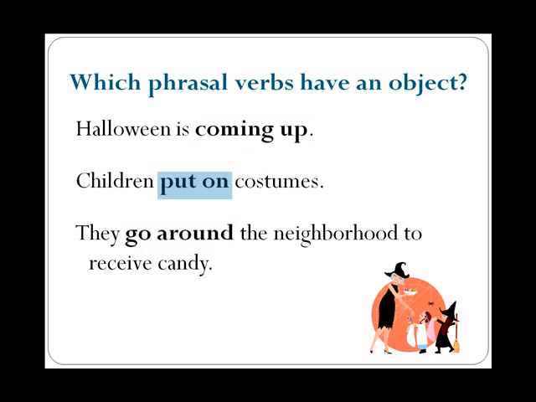Put on is transitive. It means dress in: put on costumes, put on a coat, put on a hat. Go around is also transitive, and if you go around somewhere, you're moving from place to place. Go around the neighborhood, go around the city, go around the world.